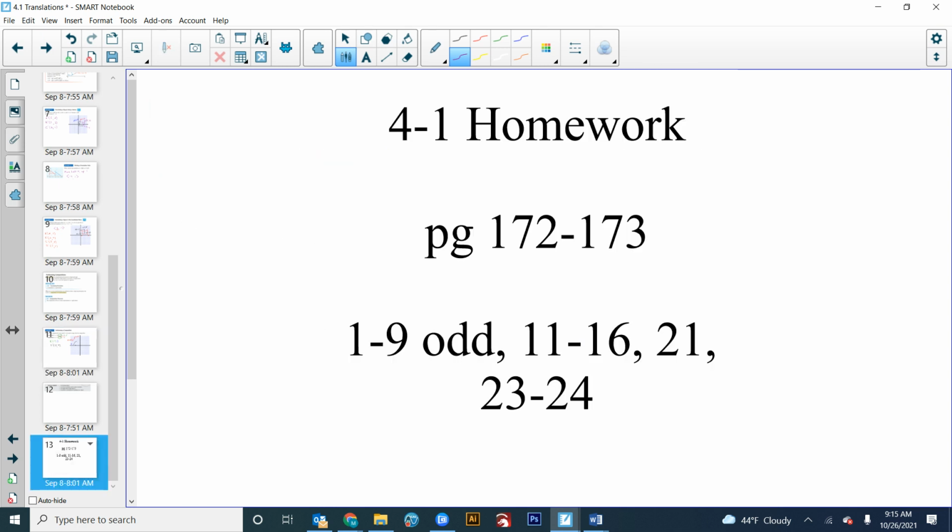All right, there's our homework for tonight. Try not to get lost in translation. Oh, we want to do vector.